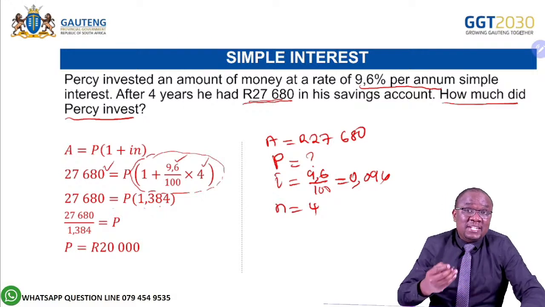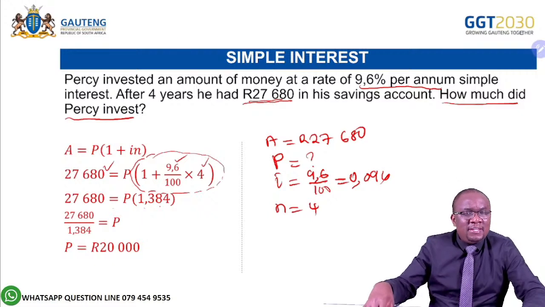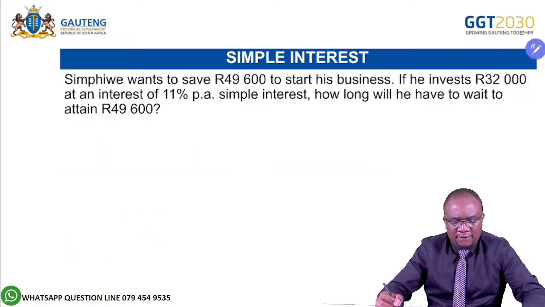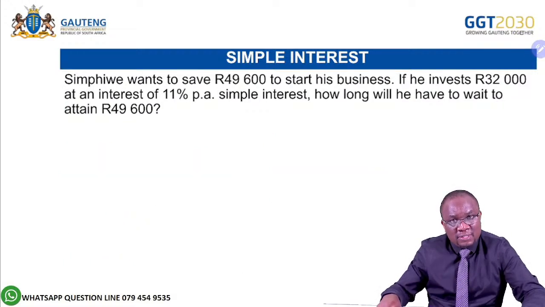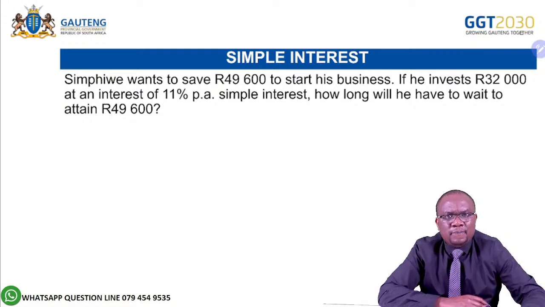I'm going to give you the next question. You try to identify the variables that you are given and the variable that you are looking for. Okay. Let's try to do that. I'm going to give you 1 minute to identify what you are given and what we are looking for.